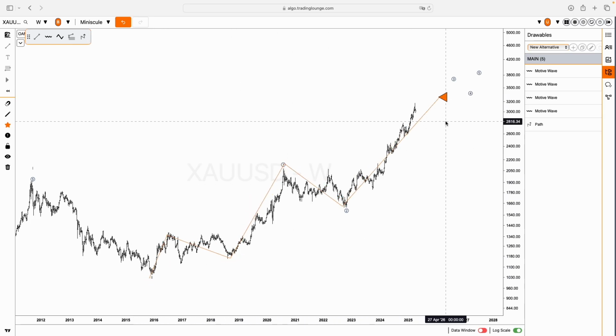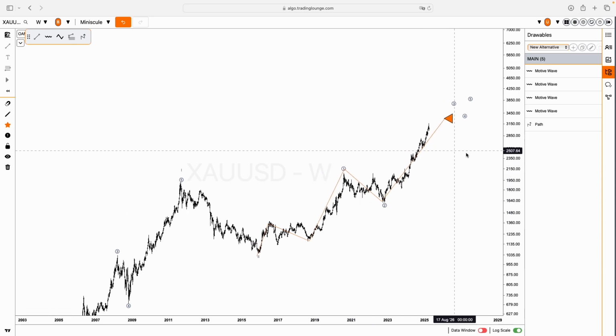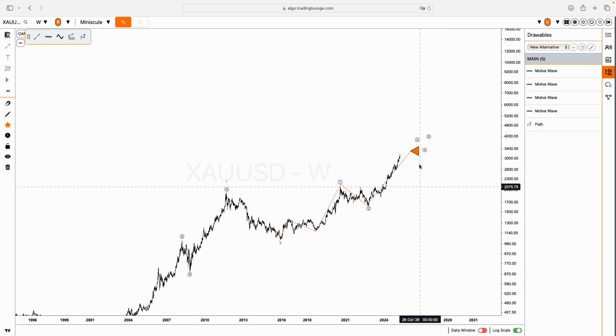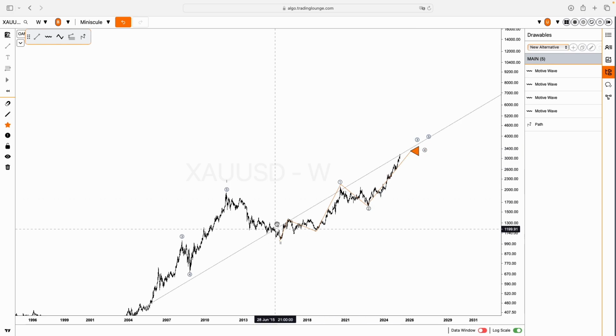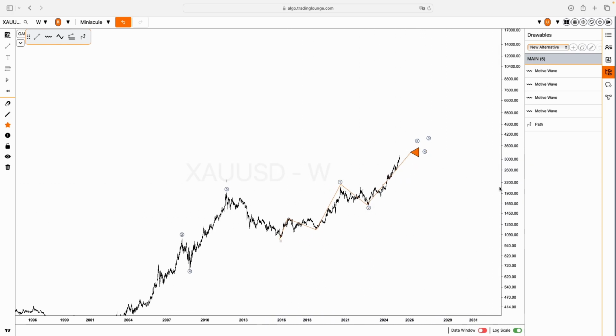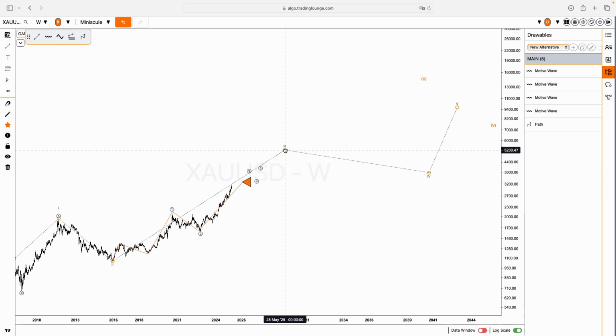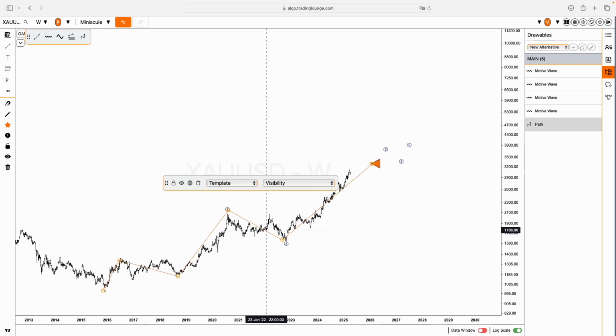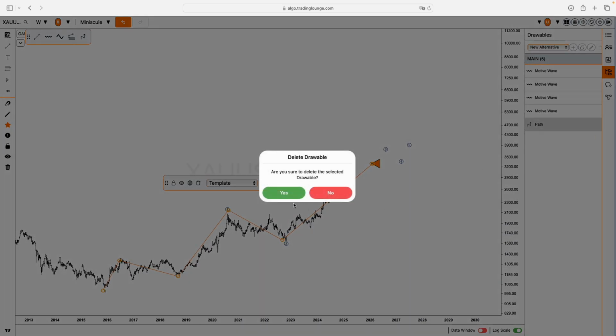Okay, that was a double click. Now if that is the case, it's fine extending in 5, but then this will need to be primary degree, so 5 waves up into primary degree of cycle 3. So it wouldn't give us much of an upside target for this cycle wave 3. That's why I don't think it's too likely. So get rid of this.